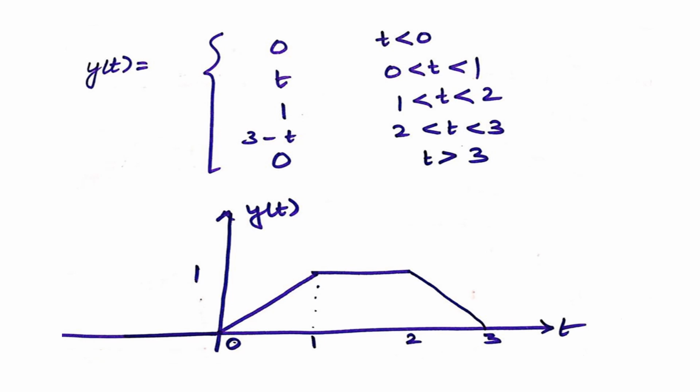The convolution of a rectangular pulse with itself. This is the question. The width of the pulse is 1, and the pulse is defined in the interval between 0 to 1.